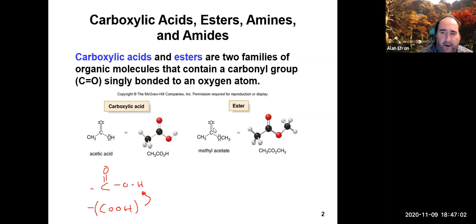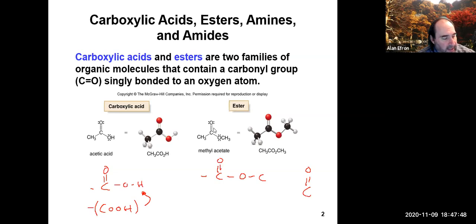Now, when we look at our esters, which is another organic group, it has a carbon oxygen double bond followed by an oxygen to a carbon. So it's very similar to a carboxylic acid, but it's actually missing that hydrogen at the end, it actually has another carbon group that is there. And that's what we can see here. These both have the carbon oxygen double bond group. So they still have that carbonyl carbon that we saw earlier in the aldehydes and ketones.